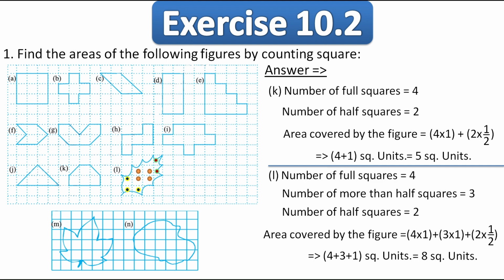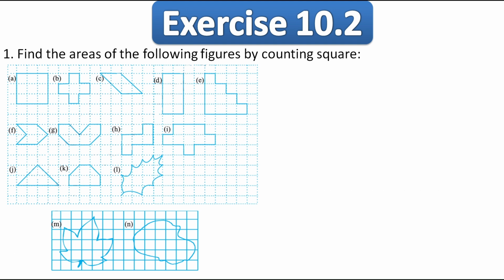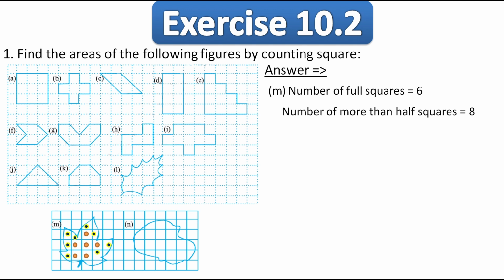Okay. Now in the figure M, we have again a complicated diagram. So we will first consider the full squares here. The full squares are 1, 2, 3, 4, 5, 6. Okay, so we have only 6 full squares and more than half squares are 1, 2, 3, 4, 5, 6, 7, 8. Okay, so the number of more than half squares are 8 here.